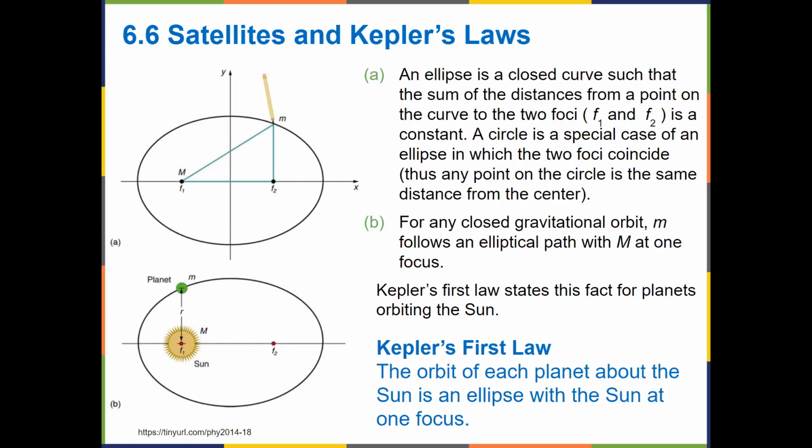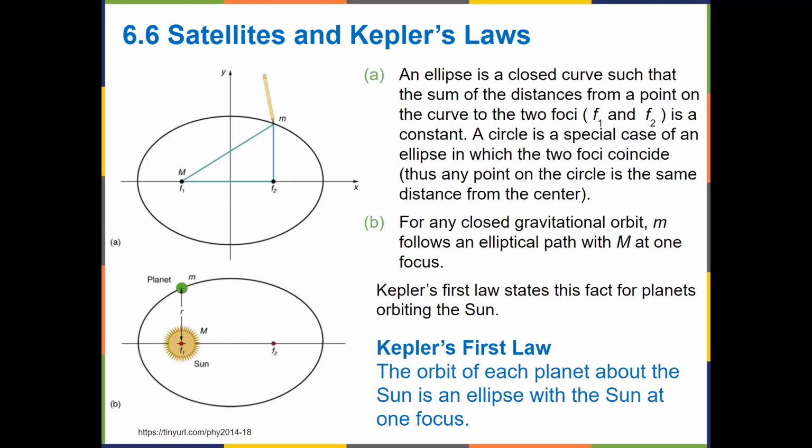Its orbit should be an ellipse, with the sun at one of the two foci. So you place the sun on the focus here, on the left focus. It could be on the right as well. And then you can have an ellipse around it. So that's the orbit.